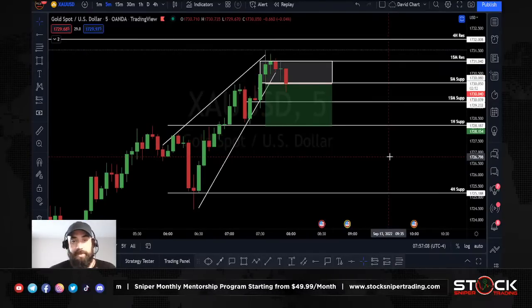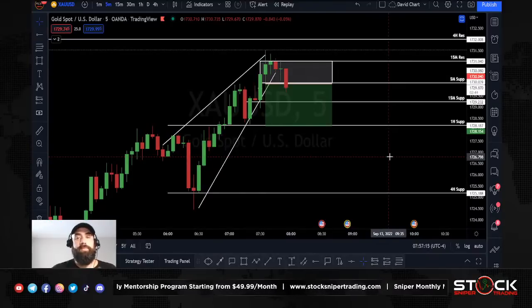All right. So if this just wicks down here and closes back up around that 5 minute support, then understand we're probably going to go a little bit more bullish before we have a potential sell-off.